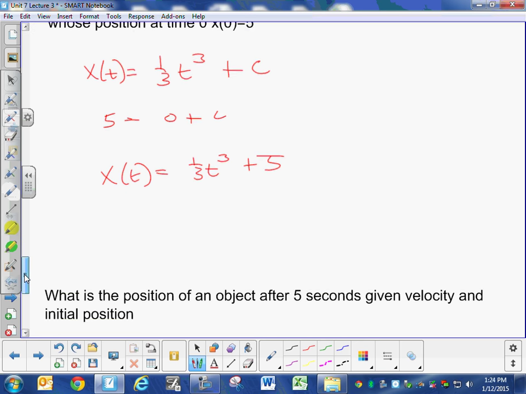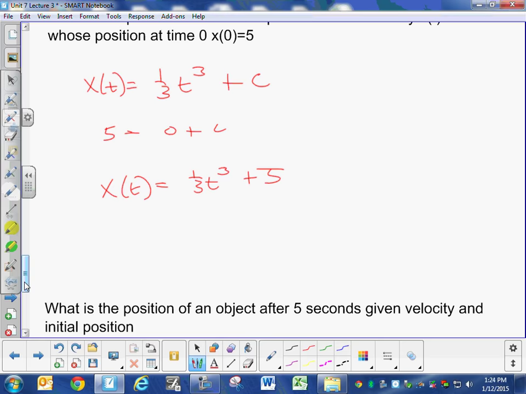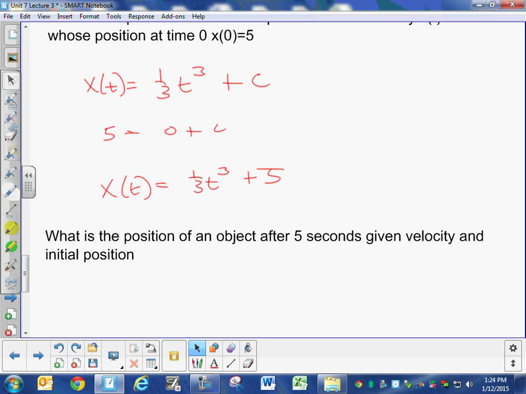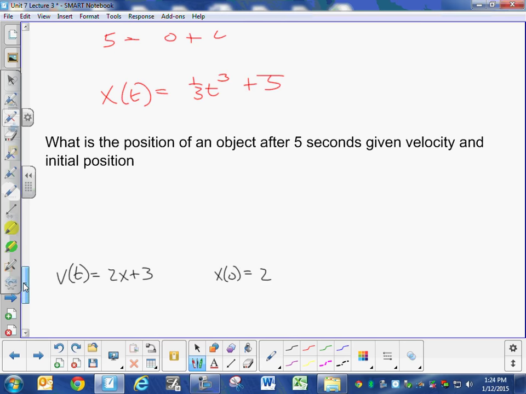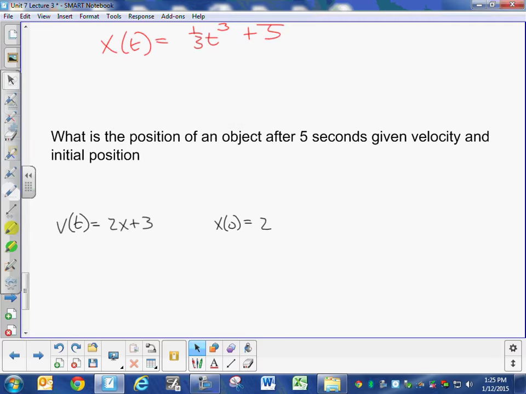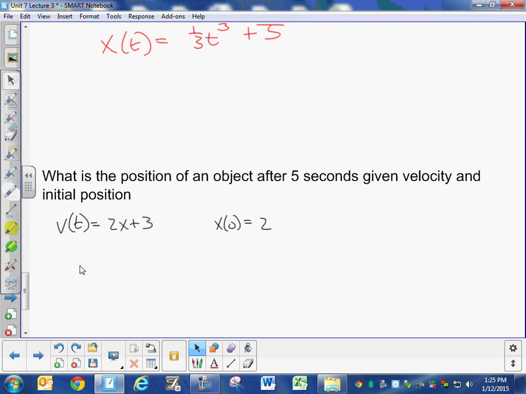Given this position function, I can enter in information to find out more positions. I don't know what this question is asking. What is the position of this object after 5 seconds? You plug in 5. I'm not sure if that's helping us. Oh, never mind. Here's the question. Okay, so what's the position of the object after 5 seconds given a velocity and initial position? You'd first have to find the position function.